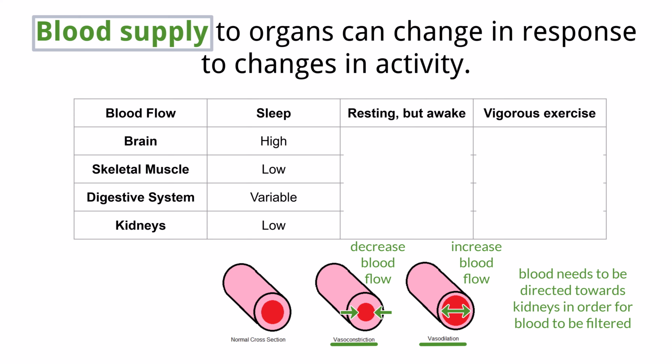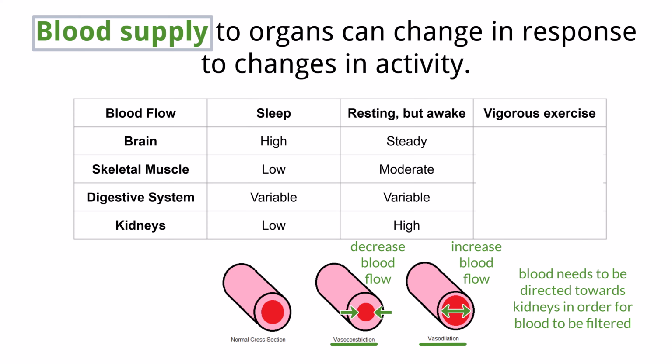In a resting but awake state, such as sitting or light reading, blood flow is distributed relatively evenly with moderate demands across body systems. The brain maintains a steady blood supply to support mental activity. To the skeletal muscle, blood flow is moderate, higher than during sleep, but not elevated like during physical activity. Blood flow to the digestive system varies, again depending on the presence of food in the gut. The kidneys will receive high blood flow to continue filtering and regulating blood composition.